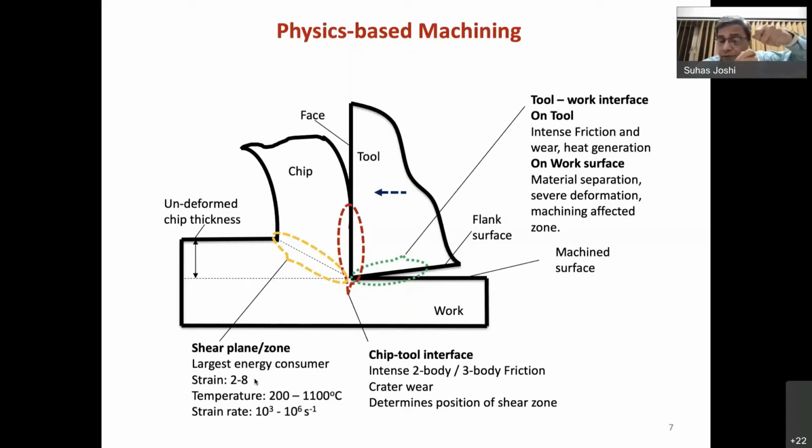And in a machining process, we invariably subject the material to a strain from 2 to 8. All machining processes start from such high strains. So essentially it is one of the extreme manufacturing processes, where you subject the material to the most extreme conditions and try to remove it.